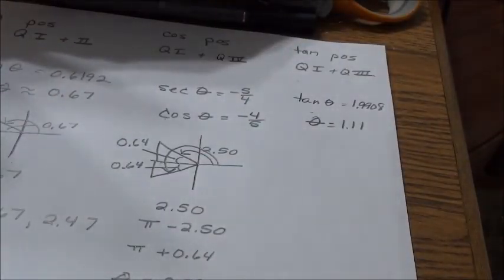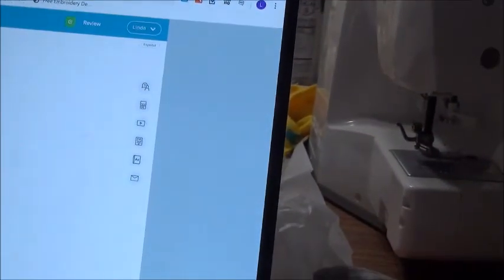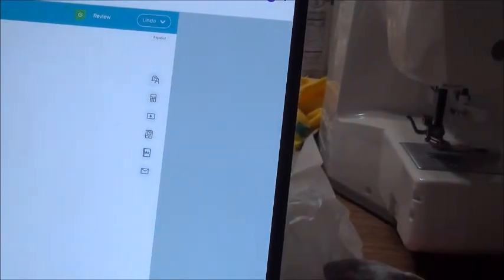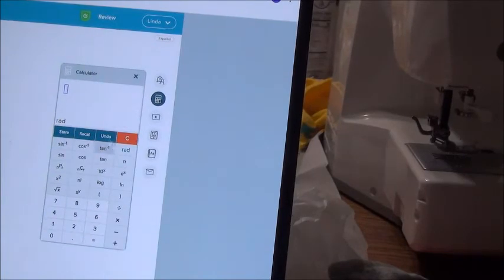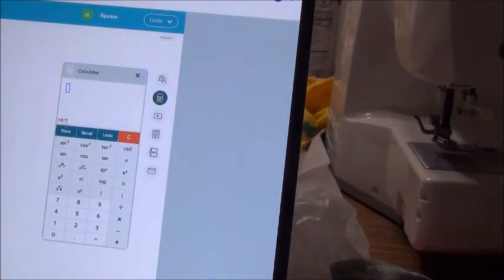Again, if we do it on the Alex calculator, let me slide my camcorder over here. On my Alex calculator, again, make sure it's in radians. It is in radians. I'm going to do the inverse tangent, and I'm going to put 1.9908. And when I hit equal, you can see I get the same answer as I got on my regular calculator, 1.11. Now I need to find my other angle.